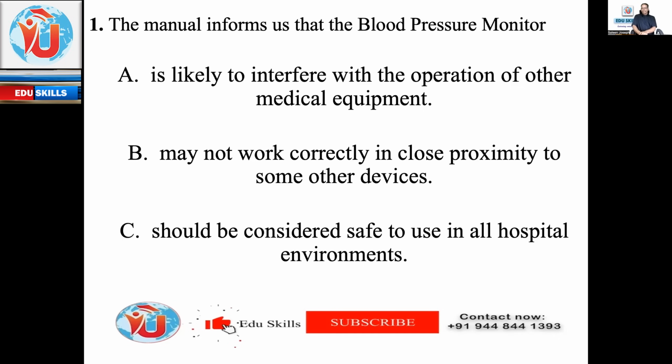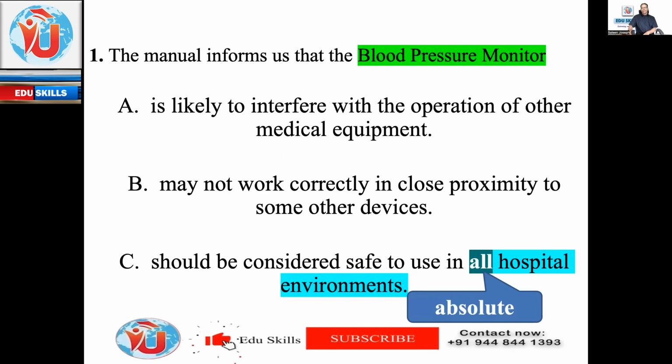Second one is may not work correctly in close proximity to some other devices. So it's interference and proximity to other devices. First one is interference with medical equipment. Second one, proximity to some other devices. Third one, should be considered safe to use in all hospital environments. All is the word that we have to notice. We'll check into that. So here, blood pressure monitor. And here, the third one, should be considered safe to use in all hospital environments.